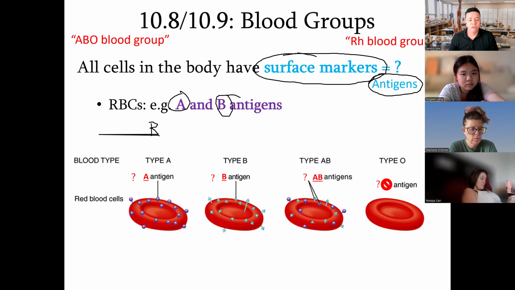RH is a different surface marker, a different antigen. If you have the RH on the surface of the red blood cell, you are RH positive. If you don't have the RH on the surface of the red blood cell, you are RH negative. It is as simple as that. So you could be a type A positive or negative, a type B positive or negative, AB positive or negative, and even a type O positive or negative. Is that clear so far, folks?